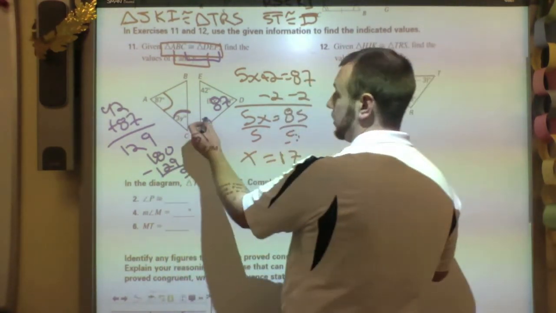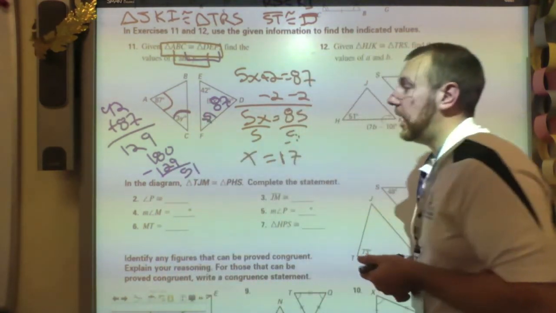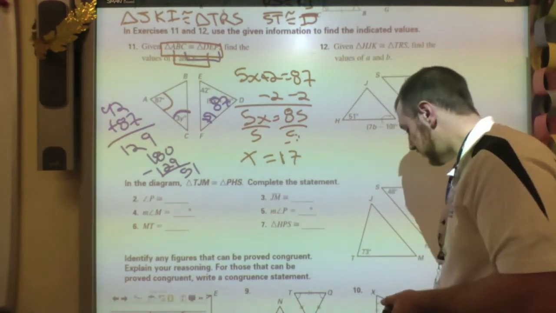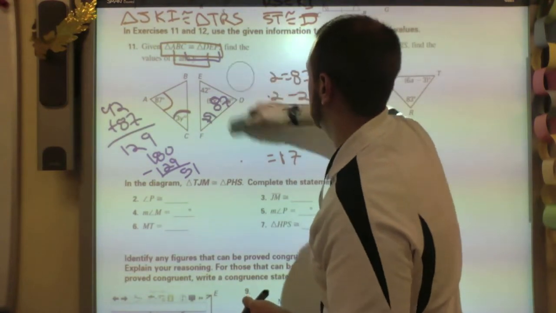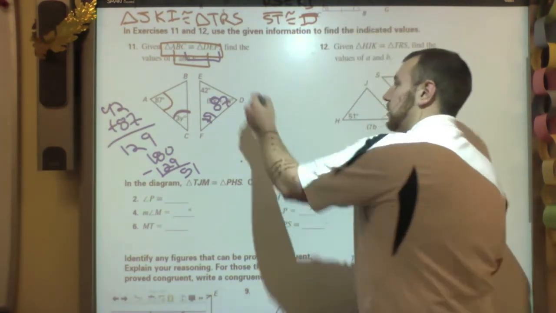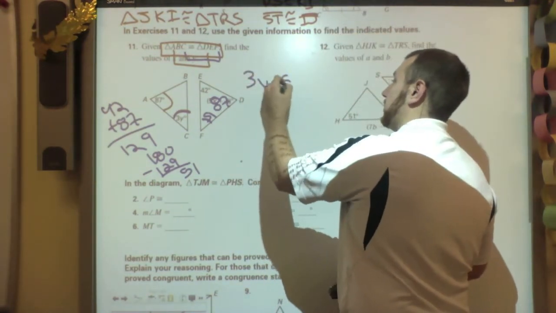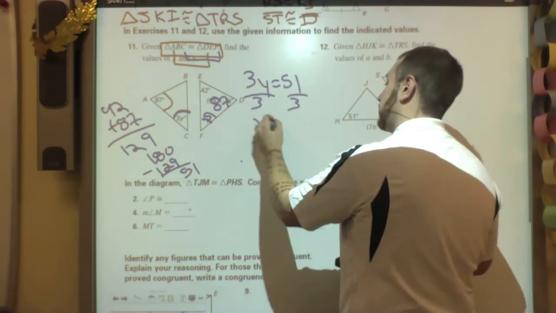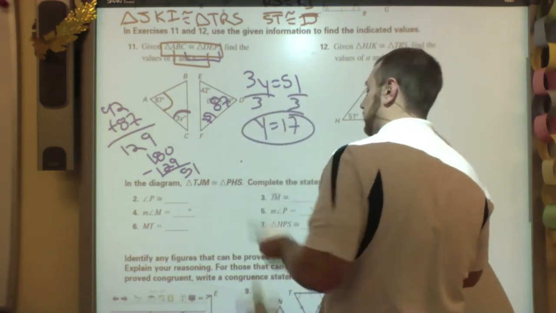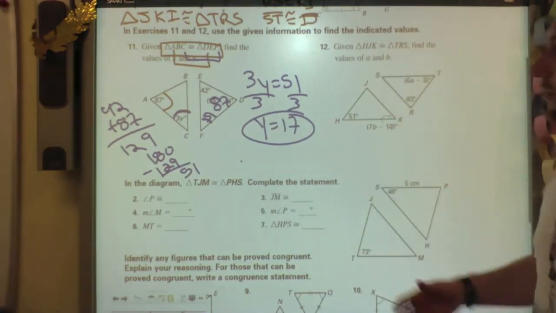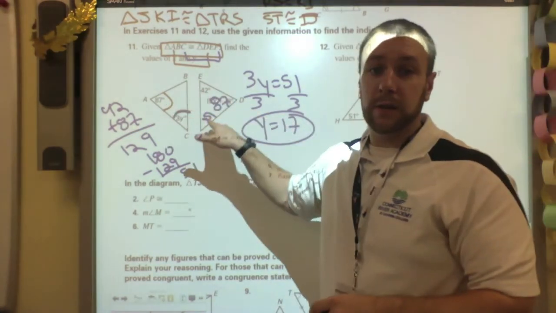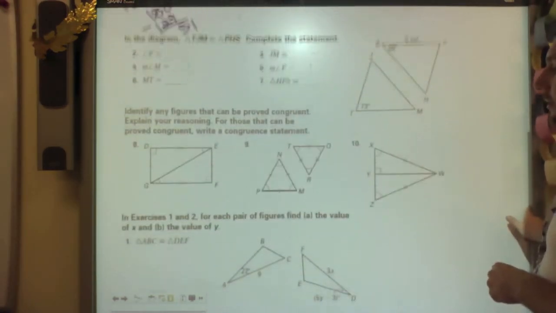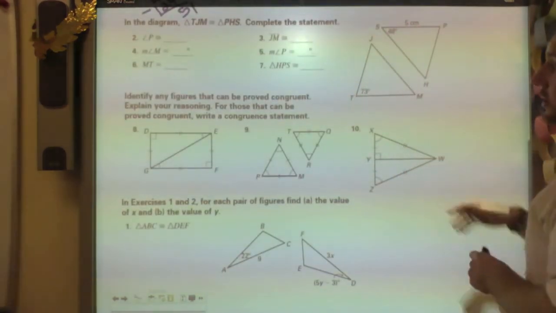So now angle F is 51. Now I can set up the equation that says 3y equals 51. Divide by 3. Y is 17 also. So that's how you do something if you don't have that third angle. And remember, congruent. So that's all you're doing for these.